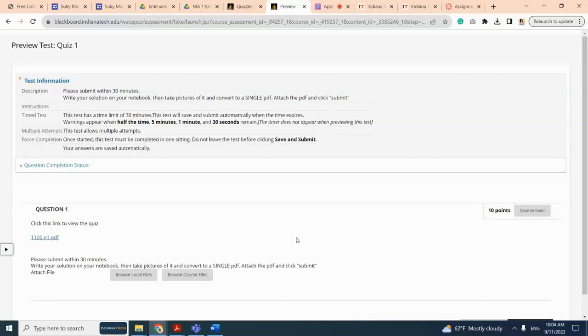How many questions are on the quiz? Usually 1 or 2. If it's very complicated, then 1 question, but usually 2. Usually in class it takes about 15 minutes to take the quiz. But because it's online, you might need time to take pictures and upload them to Blackboard. So I give you 30 minutes, but it shouldn't take that long.